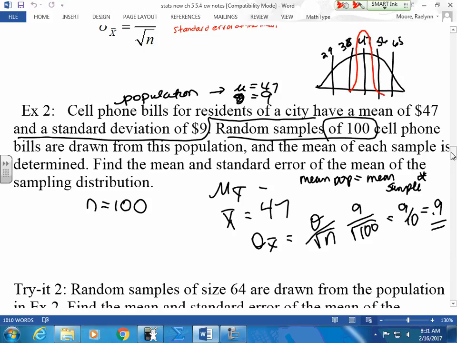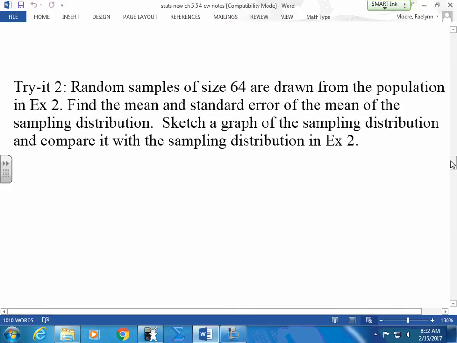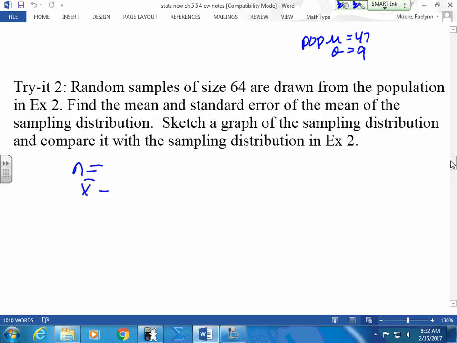So this is what I want you to catch. This and this, if nothing else. So you try this one. All I want you to do is find me the mean for your sample. It uses the same information. Our population mean was 47, and our population standard deviation was 9. I want you to tell me now what your N is, what your sample mean is, and what your sample standard deviation is.